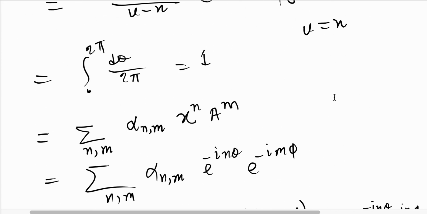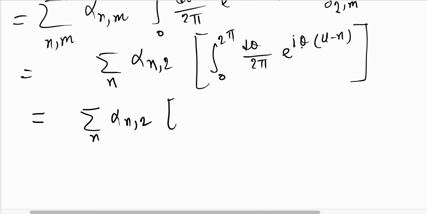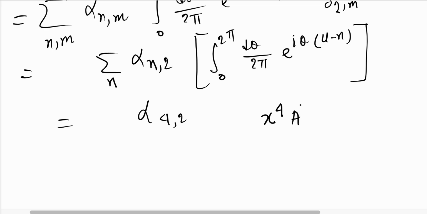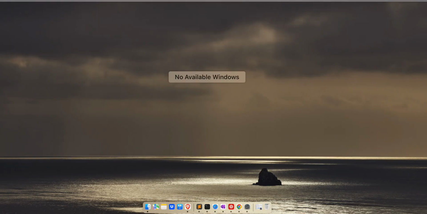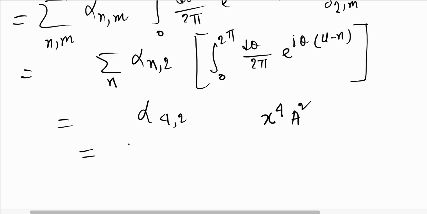So first, if I put u equal to 4, it becomes the Kronecker delta n comma 4. That means it boils down to the coefficient α_4,2. I will see what is the coefficient of x to the power 4 and a to the power a squared. Let's see, it is only 1. So that means my α_42 is actually 1.